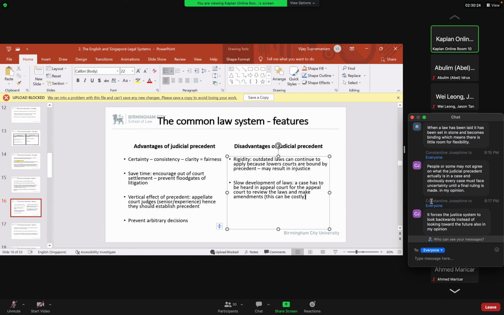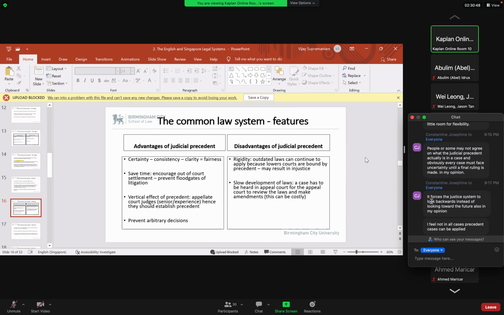So these are the two sides of the coin. There are advantages, there are also disadvantages. Regardless of these disadvantages, I need you to bear in mind that the common law system continues to apply the doctrine of precedent. The doctrine of precedent remains one of the strengths of the common law system. So in Singapore, the fact that we apply the common law system means that we also apply stare decisis. Okay?